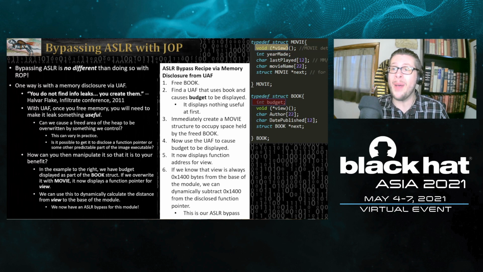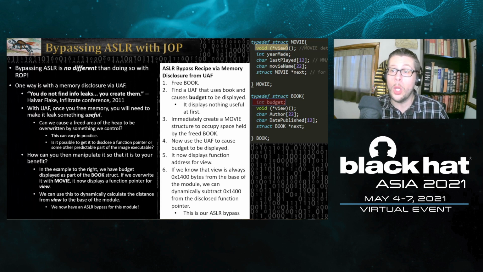So imagine that you have a memory disclosure with a UAF. You have an integer budget as part of a structure. It displays the budget. You free the structure, and then you go and try to display the budget again. This is called a use after free. You're using it after it has been freed. And it's going to display nonsense, nothing useful.